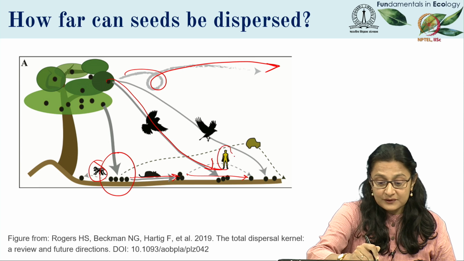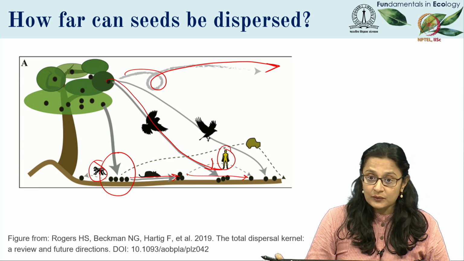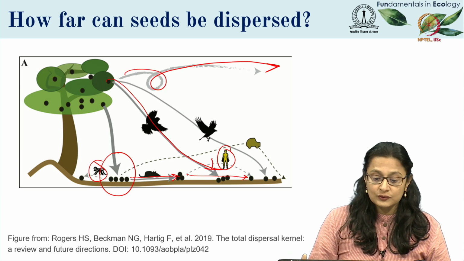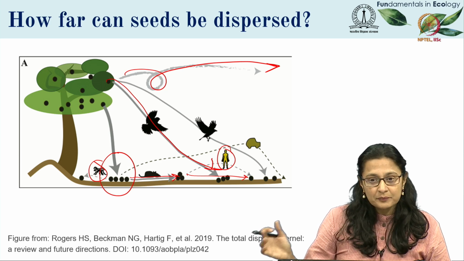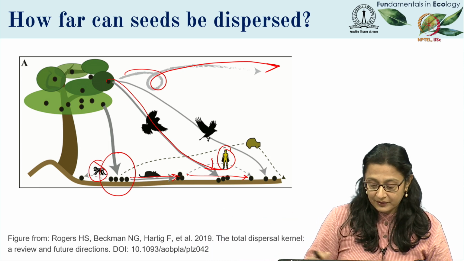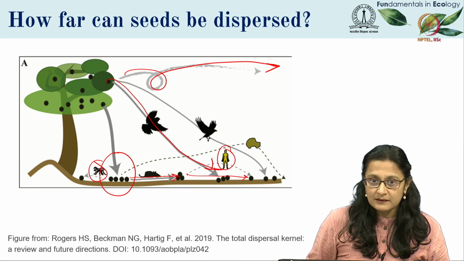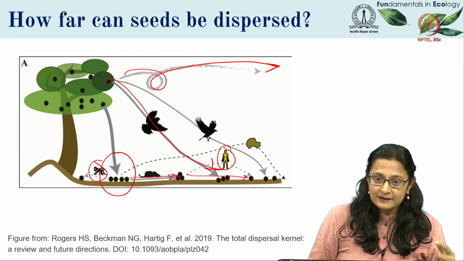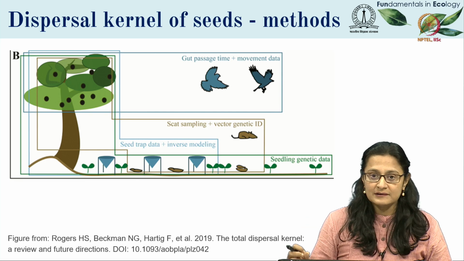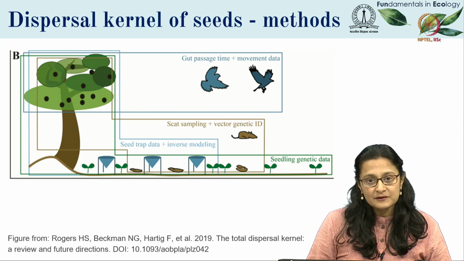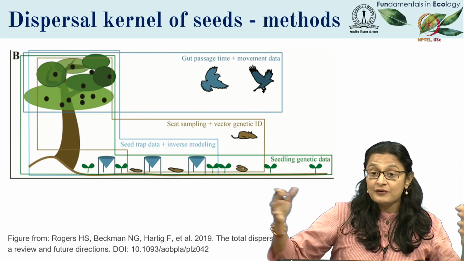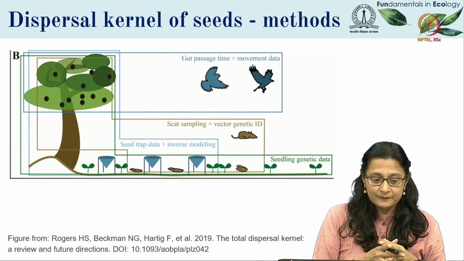Humans can also disperse seeds depending on the type of fruit that is associated with those seeds. That's harder to predict because human travel distances vary. Now, why does it matter how far seeds can be dispersed? I'll get to that in just a minute. But first, I want to talk about how we know how far seeds disperse. So there are lots of methods for us to understand the dispersal kernel of seeds, which is how far they go from the parent tree.